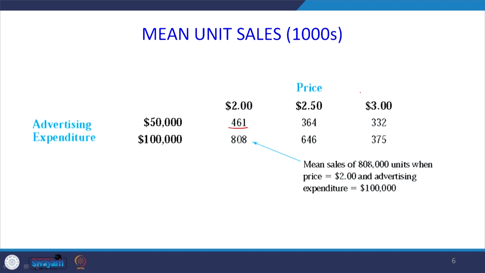Now, look at this table. It says that by keeping the selling price at $2, when you increase the advertising expenditure, the mean value of the sales is increasing. In the second case, by keeping $2.50 as the price, when you increase the expenditure from $50,000 to $100,000, your sales is increasing here as well. This is one way. But look at it in another way: when you find the difference between the $50,000 and $100,000 columns, which I will show in the next slide, the difference, instead of increasing, starts decreasing.